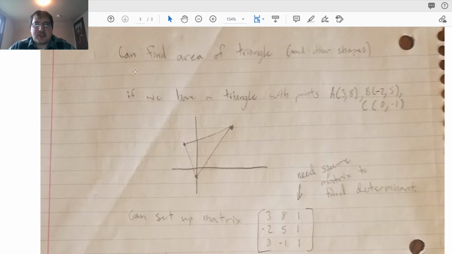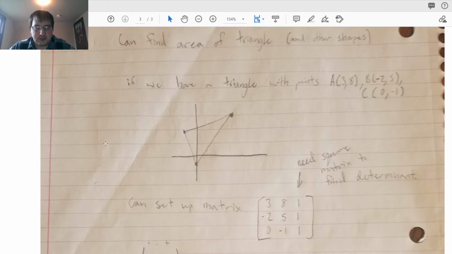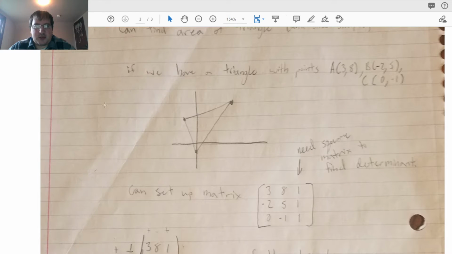So another interesting thing about matrices is you can actually use them to find the area of a triangle and a few other shapes. Obviously, we know how to find the area of a triangle, but maybe it's not the easiest way if we can't easily find their length and height. If you have your points, so here we have 3, 8, -2, 5, and 0, -1.